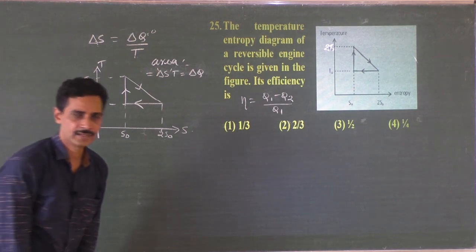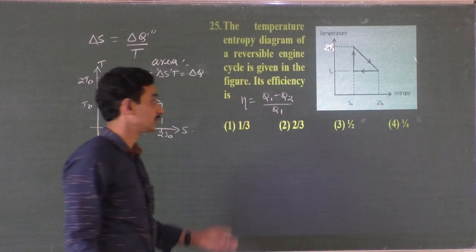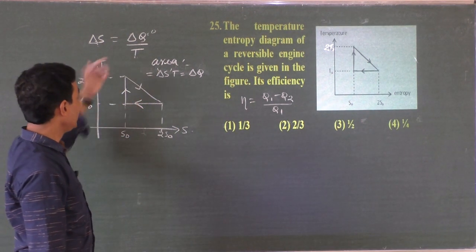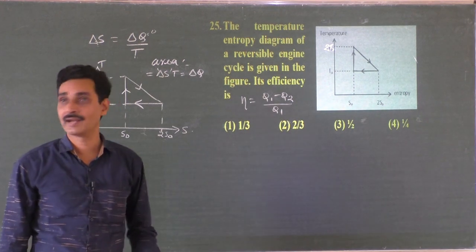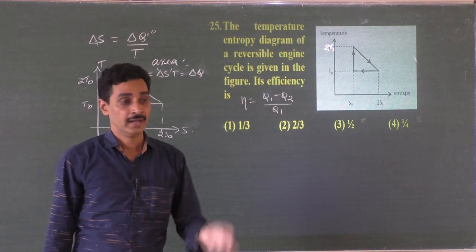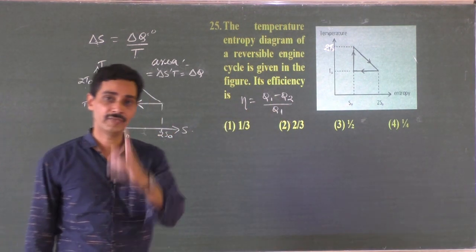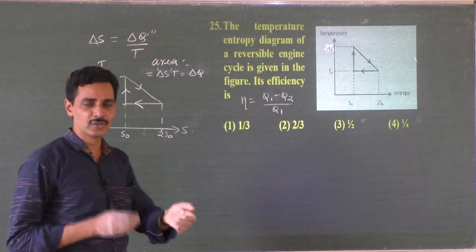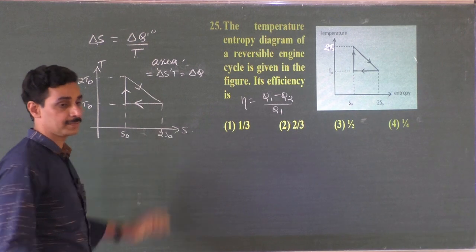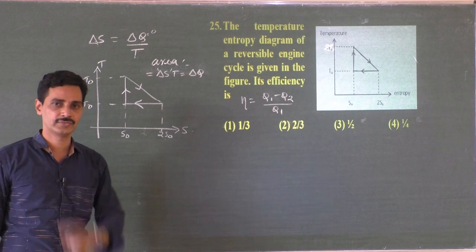So area under the entropy temperature diagram gives heat energy absorbed or heat energy given out. If you can find out heat energy absorbed and heat energy given out, you can find out efficiency. So we have got some clues now. Area under the entropy temperature diagram gives the heat energy. Now which is absorbed and which is given out? That is what we have to find out.